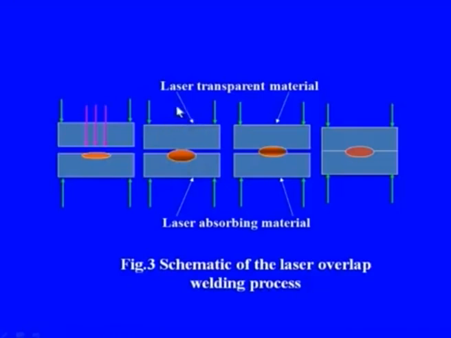and this bottom material is a laser absorbing material. Therefore, the material here gets heated up upon incidence of the laser, and this heated material then gets fused or bonded to the top material because of the application of light pressure on them, and this molten material can get both the halves bonded. So, this is called the laser overlap welding process.